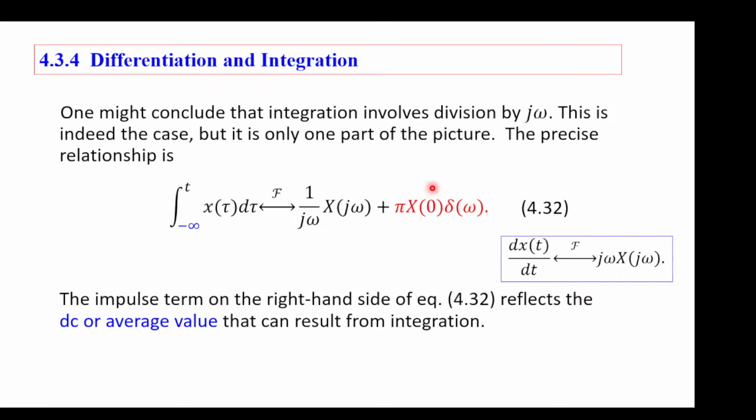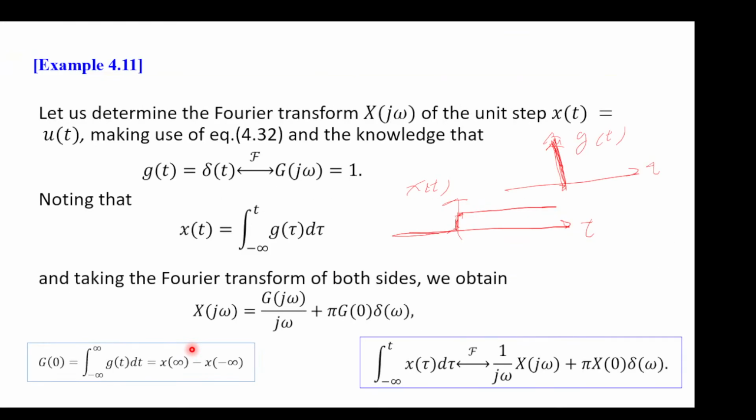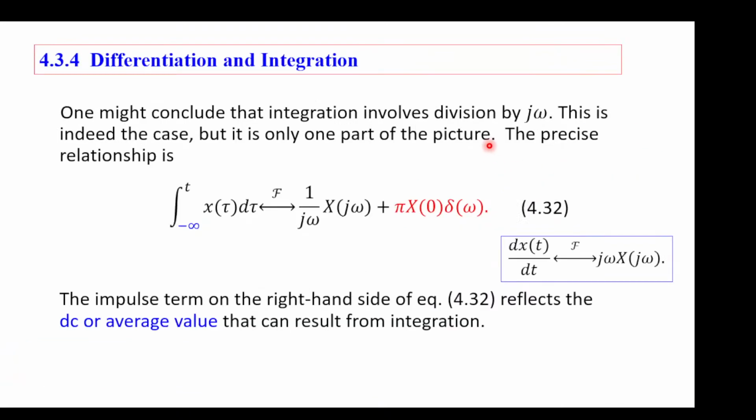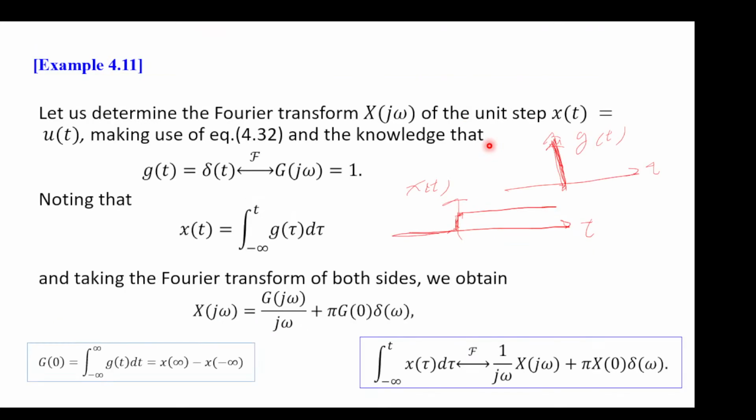Basically, the idea of this term is that when you do integration, you will get some DC or average term. I think it's easier if you see an example to see what we mean by the DC, or average value, term. So let's say our x of t is... we have the integrated function and the original function. It's a little confusing, but anyway, the notation is here.